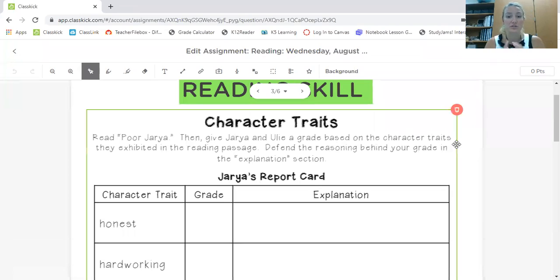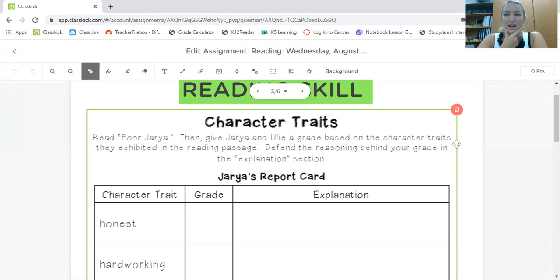All right, let's read the directions first. Character traits. Read Poor Jarya. Then give Jarya and Yuli a grade based on the character traits they exhibited in the reading passage. Defend the reasoning behind your grade in the explanation section. Now, when we explain things and use information from a text, we call that using evidence. In 3rd grade, we practice using our evidence to support our answer a lot. So we're going to do that when it says explain or the explanation, okay?